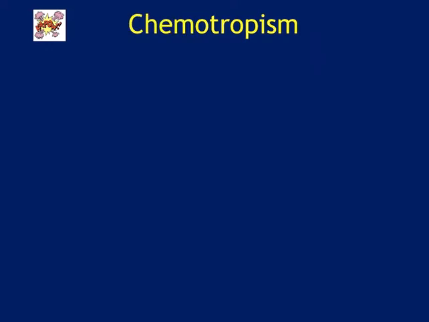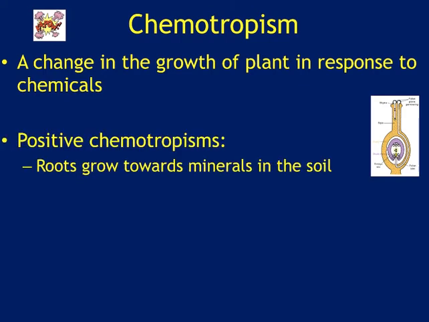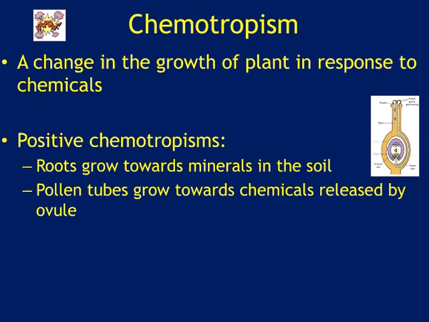Kind of cool. So chemotropism is the last one. Kind of does what it says in the tin. It is changing growth in response to chemicals that are in your soil. So positive chemotropism is they'll grow toward minerals in your soil. The pollen tubes, as well as detecting the water, they also grow to chemicals released in the ovule.